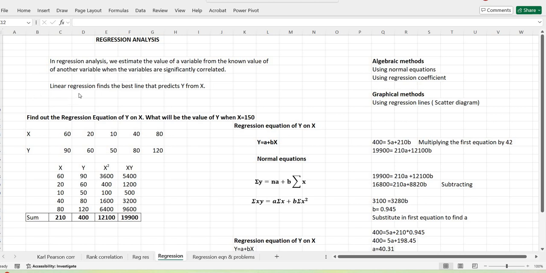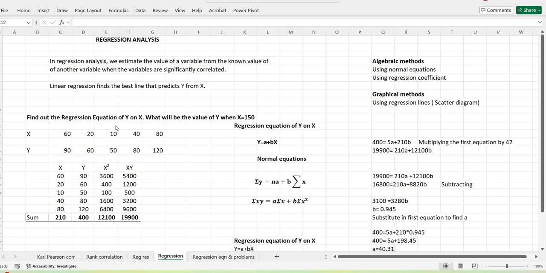In simple linear regression, we will have one independent variable, whereas in multiple linear regression, we may involve more than one independent variable. Sometimes the relationship may also be non-linear. So today we will see how to solve using normal equations.